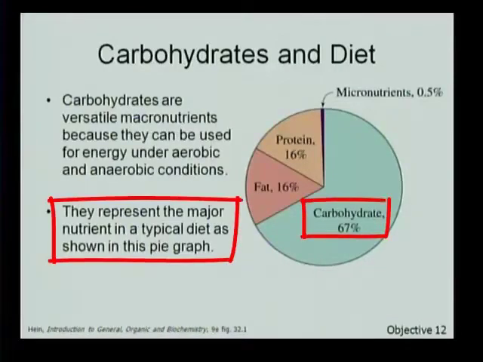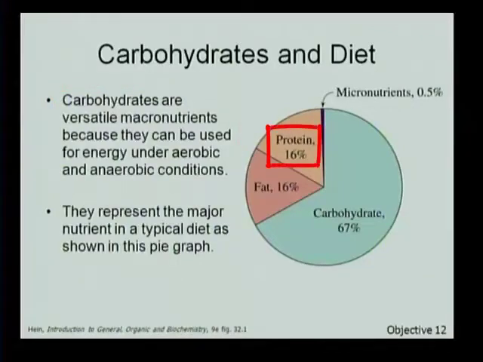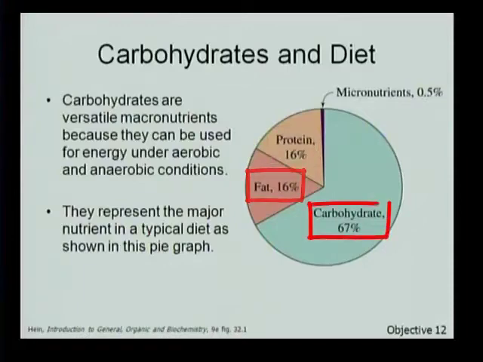Well, carbohydrates are typically an important part of the human diet. So most humans with a balanced diet will eat about 2/3 of the calories that they take in through carbohydrates. They can be used for energy, as we'll see later on in Module 4, under aerobic and anaerobic conditions. So whether we have lots of oxygen available or we don't have oxygen available, we use carbohydrates for energy. And so about 1/6 of the calories in our diet will come from proteins, about 1/6 will come from fats, but about 2/3 of the calories in our diet will come from carbohydrates.